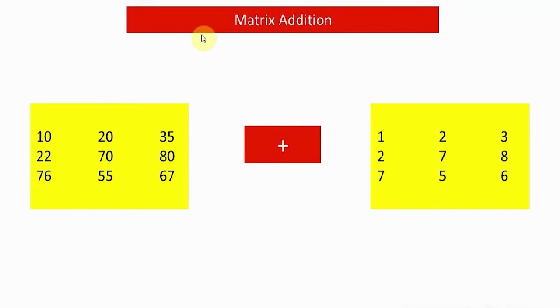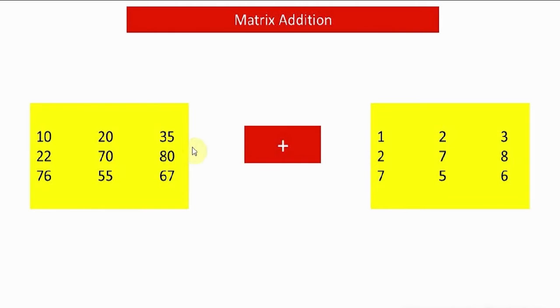Now I am going to show you the program of matrix addition, but before that I will show you how the matrix addition is performed. It's quite a simple topic. Matrix means 2D array. This is the first 2D array. Suppose the name of this is A, and this is the second 2D array, that is matrix B. So 10 is the value of A00, 20 is the value of A01, and so on. Here 1 is the value of B00, 2 is the value of B01, and so on.